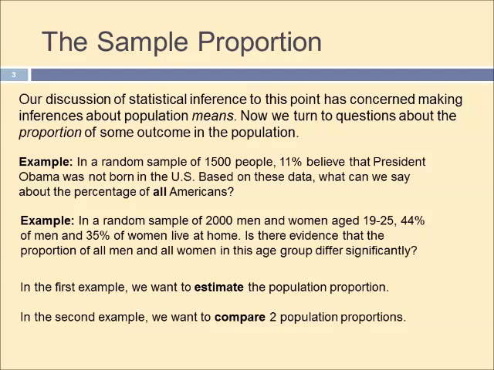Another example, in a random sample of 2,000 men and women aged 19 to 25, 44% of men and 35% of women live at home. Is there evidence that the proportion of all men and all women in this age group differ significantly? So in the first example, we want to estimate the population proportion. In the second example, we want to compare two population proportions.